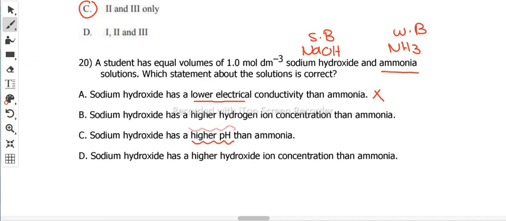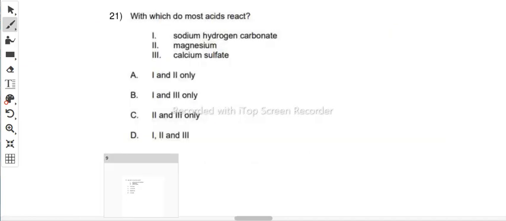Yes, that's right. The pH of the sodium hydroxide is definitely higher than the ammonia since it is considered a stronger base.